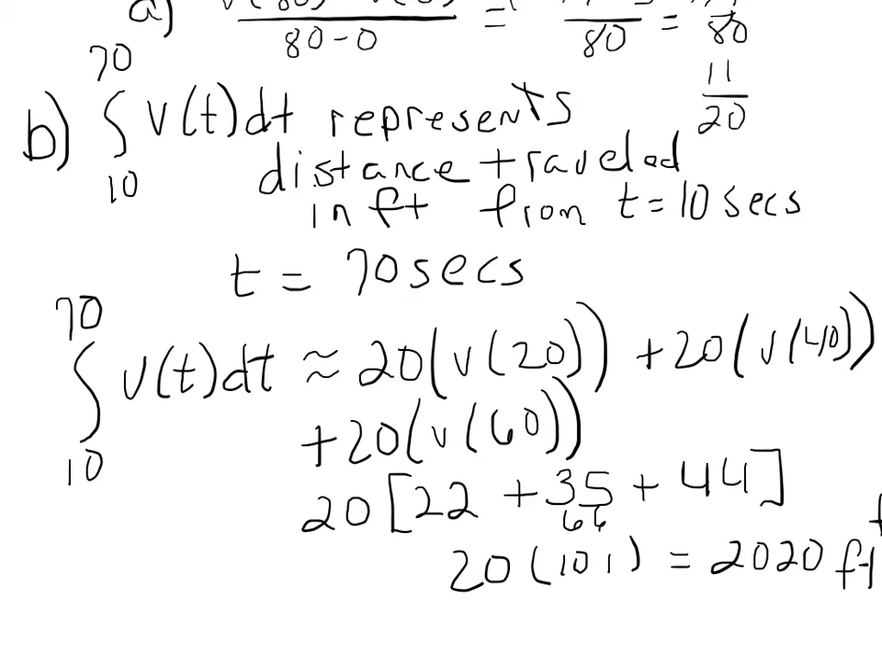All right, this one was worth 3 points. 1 point for the explanation that the integral represents the distance traveled from time equals 10 seconds to time equals 70 seconds. 1 point for picking up each of these velocities.